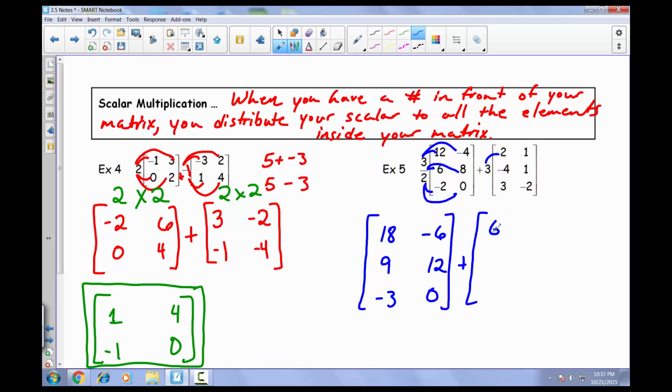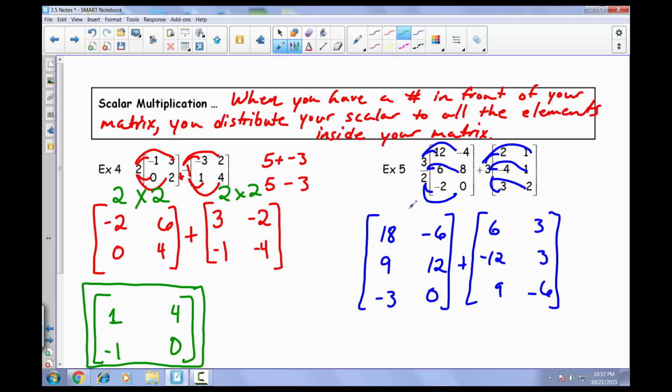Looks like the top left is going to be 6, 3, negative 12, 3, 9, negative 6.